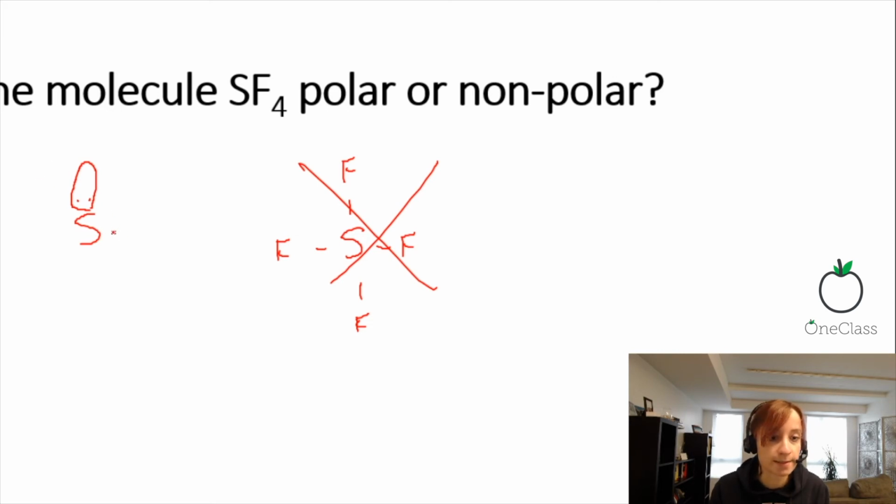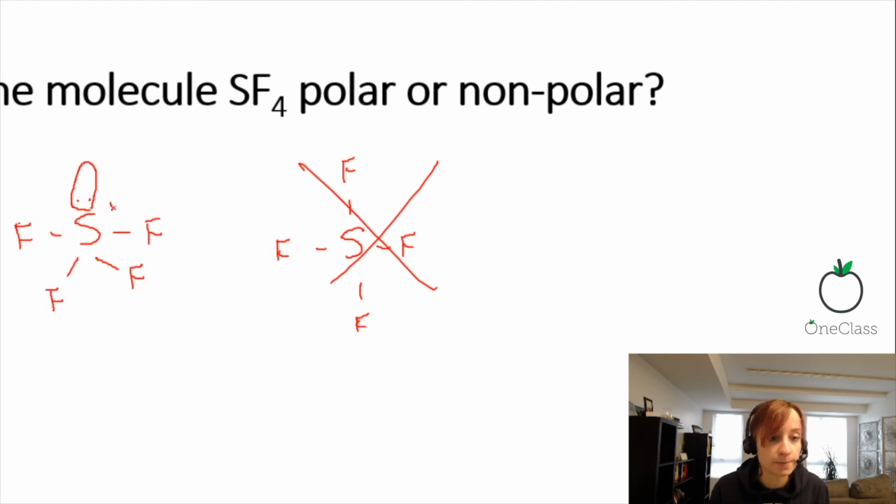So we have the two fluorines that sit horizontally, so they're fine. But the two other fluorine bonds, SF bonds, are getting pushed down because the lone pair is taking up so much space.